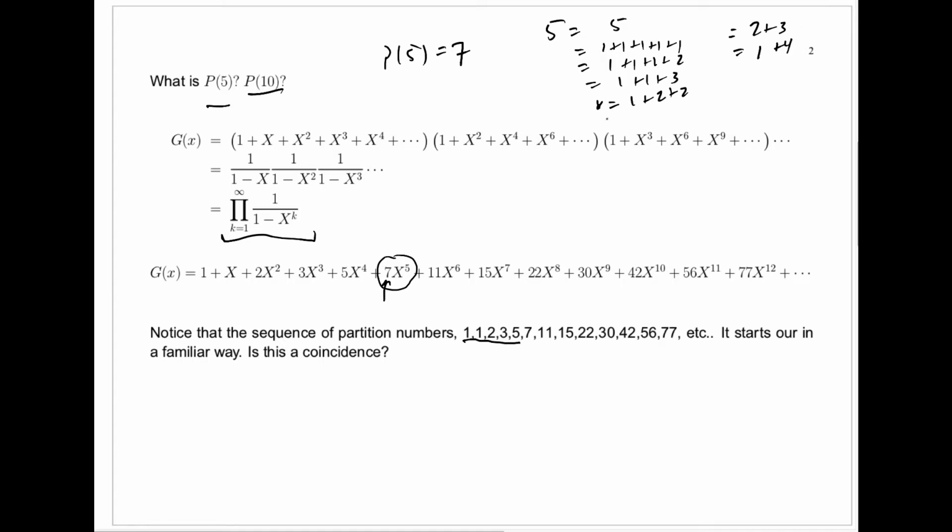I claim that's all the ways to partition the number 5 as a sum of positive integers. See if you can check that these are in fact all of them.